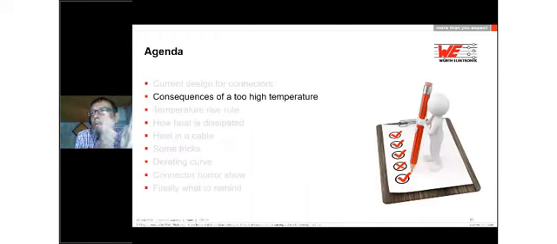So now you saw how we specify our working current for our power connectors. And now we have to check what happens if we have too much heat on our connector. Let's say the consequences of too high temperatures.